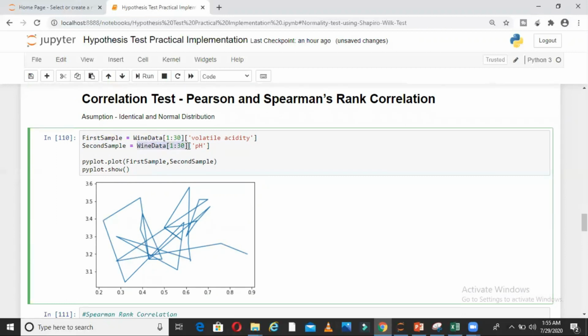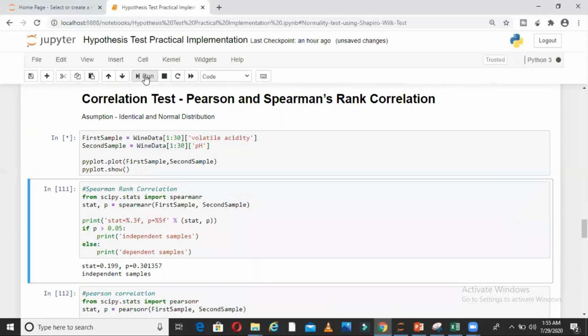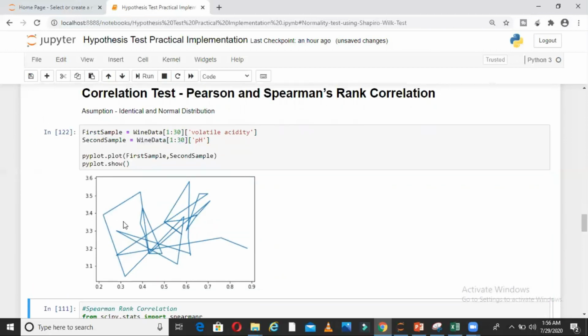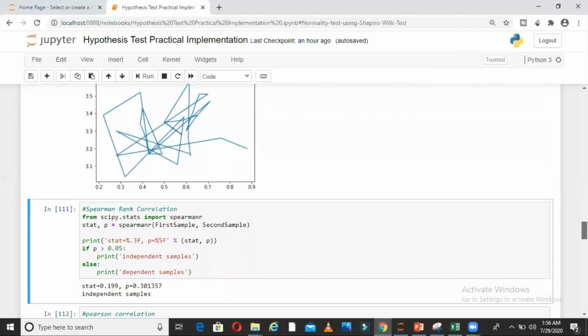The second sample I am calling wine data 1 to 30. Again I am taking the first 30 records, with volatile acidity and pH, two of the columns. I'll tell you why I have taken these columns. I am just trying to see how these two variables vary with each other. You must be aware that we say high correlation when variables vary with each other together in the same direction or in the other direction, right? But here we don't see any clear pattern, right? So what we can deduce from this chart is that the variables are not dependent on each other. That is what we expect the test result to give us.